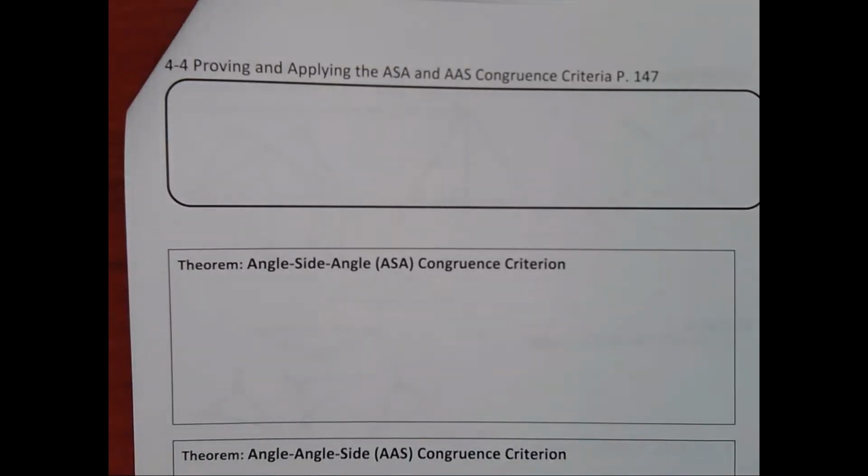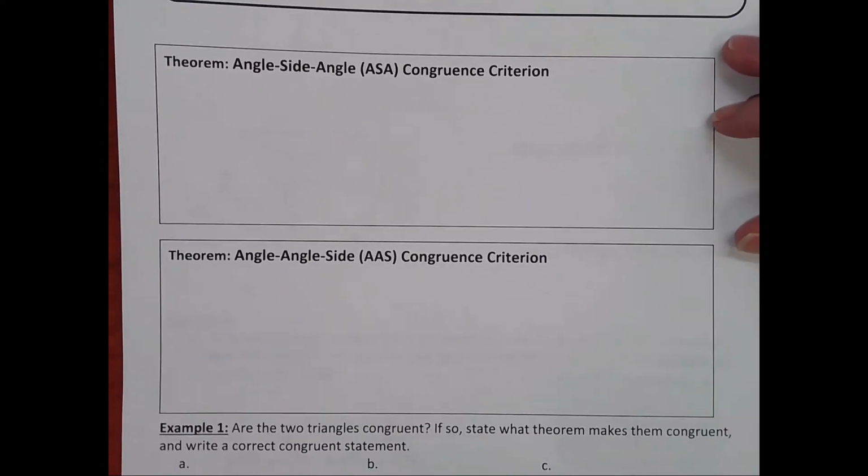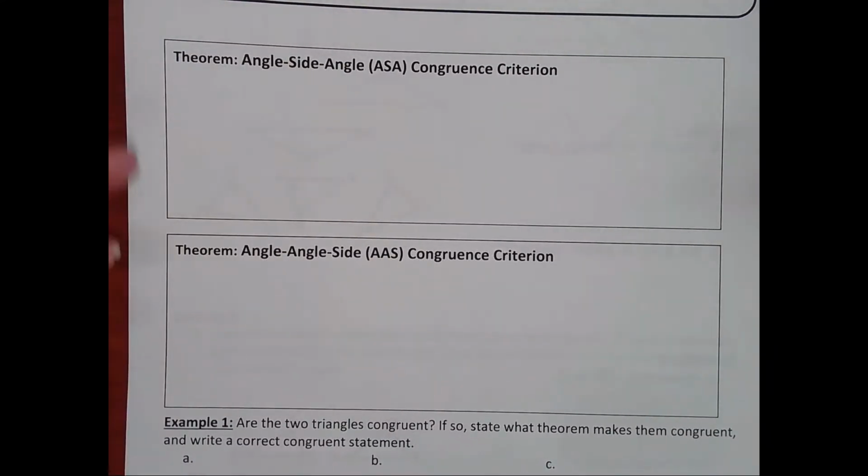Okay, so to add on to yesterday's assignment and yesterday's lesson, we're now going to add in 2 more ways that triangles can be congruent. These are the 2 ways: angle, side, angle, and angle, angle, side. Yesterday, the majority of the time you dealt with sides. Now this time you're going to deal with angles.